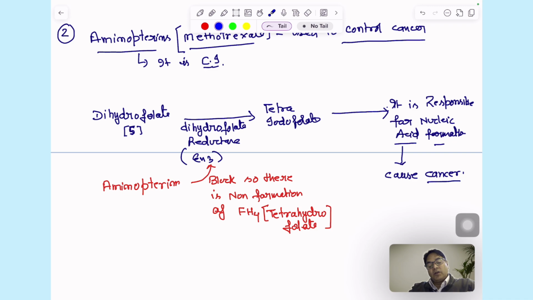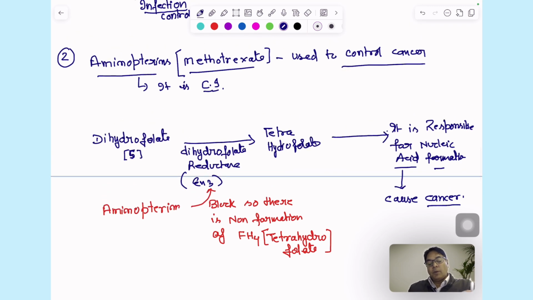We can go for one correction here. It is not what I wrote, it is dihydrofolate, tetrahydrofolate. All right. So the use of aminopterins, an example is methotrexate, is for controlling cancer somehow. This can be one achievement. So these aminopterins are used as chemotherapeutic drugs to control cancer.